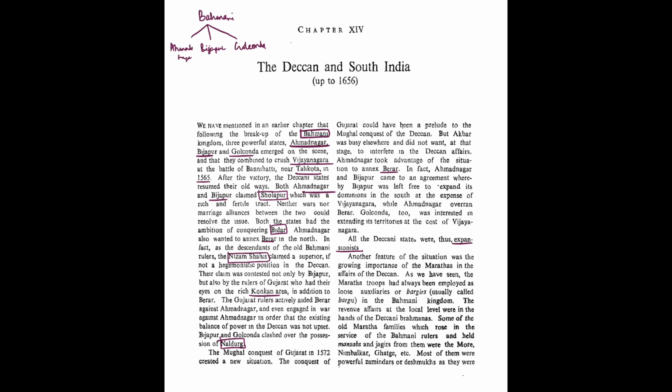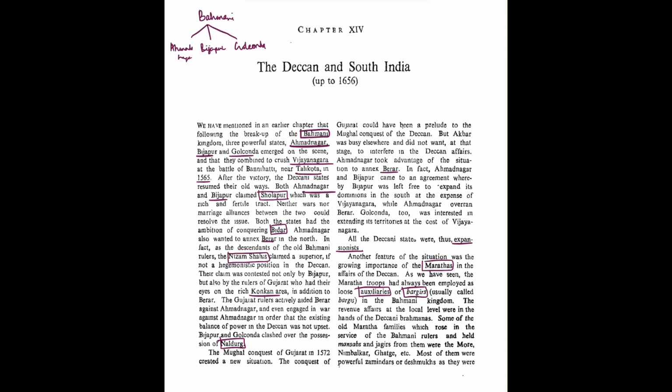Another feature of the situation was the growing importance of the Marathas in the affairs of the Deccan. As we have seen, the Maratha troops had always been employed as loose auxiliaries, usually called bargis, in the Bahmani kingdom. So, these are auxiliaries and bargis. The revenue affairs at the local level were in the hands of the Deccani Brahmanas.